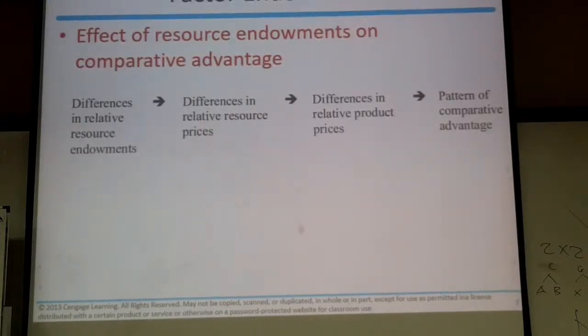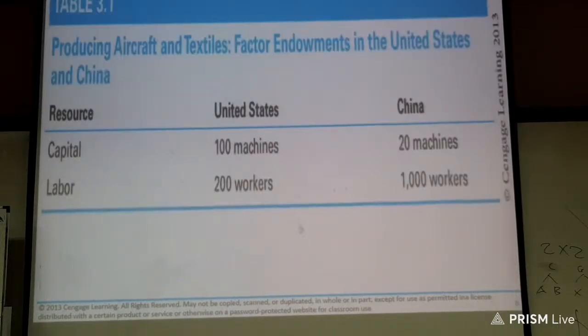So the effect of resource endowments on competitive advantage: differences in relative resource endowments, shown in the graph here, affect the difference in relative resource prices and lead to differences in relative product prices, and that leads to the pattern of comparative advantage, which is United States exports jets, aircraft, China exports textile. That's the pattern of trade based on the story here. Textile and aircraft.